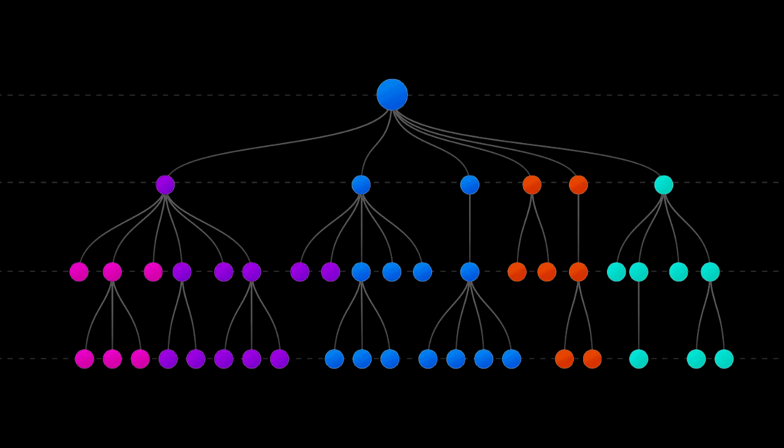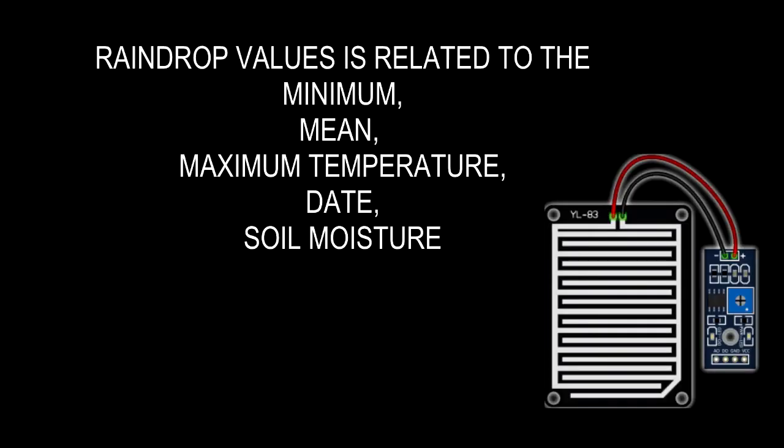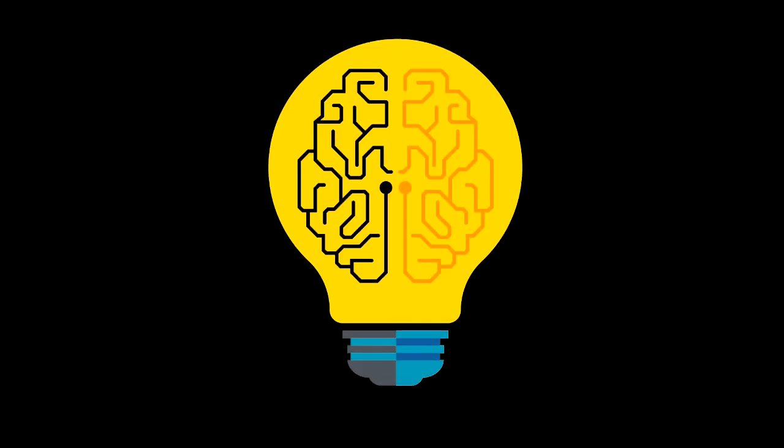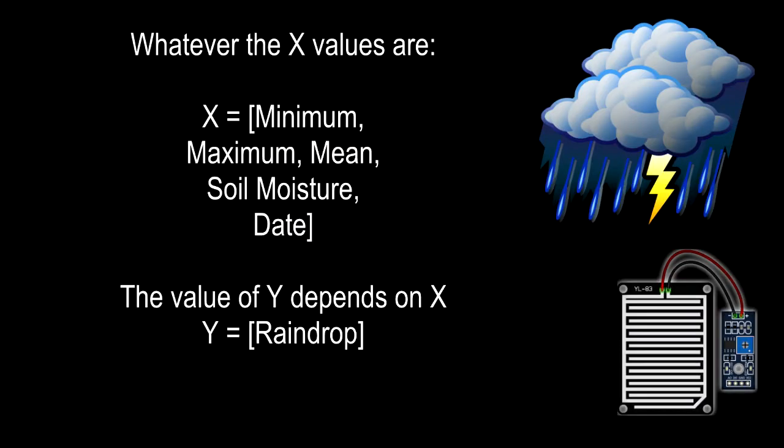During the development of the decision tree, the decision tree learns that the raindrop sensor is related to the date, soil moisture, lowest array value, mean array value and the largest array value. Once the training is done, the raindrop value is considered as the dependent variable, and the model takes the date, soil moisture, lowest array value, mean array value and the largest array value as input, and the raindrop would be the output.